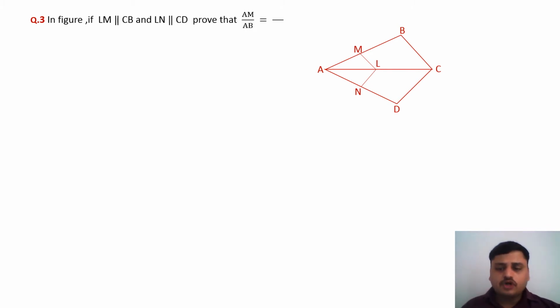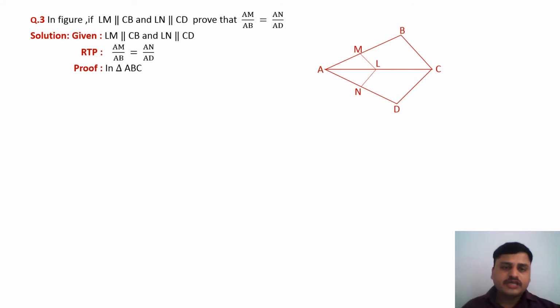In this figure you can see that LM is parallel to CB and LN is parallel to CD. We need to prove that AM by AB is equal to AN by AD. Solution: given, first of all we will write LM is parallel to CB and LN is parallel to CD. We need to prove AM by AB is equal to AN by AD.